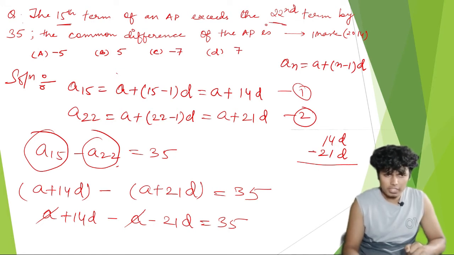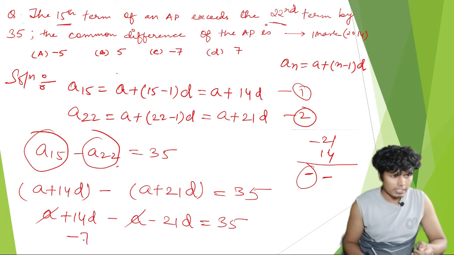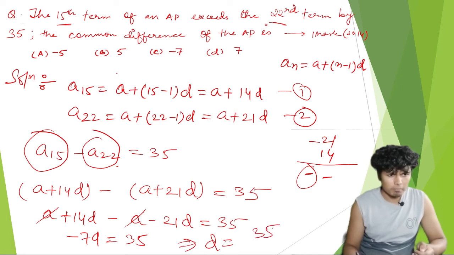Take the bigger number's sign, minus. 21 minus 14 will be 7, right? So it is minus 7D is equal to 35. So D is equal to 35 by minus 7. 7 fives are 35. It is minus 5.